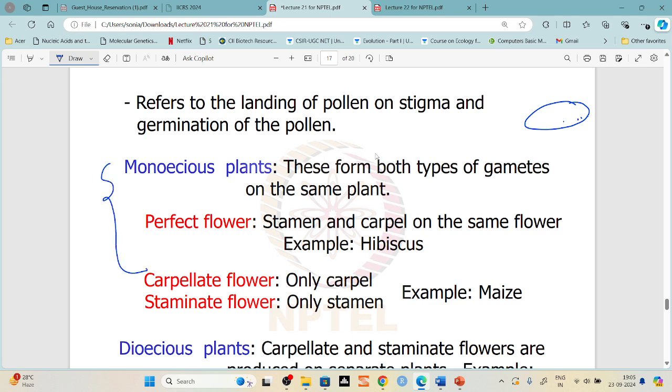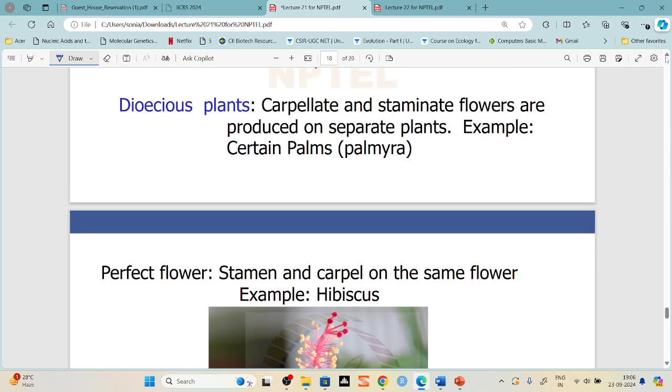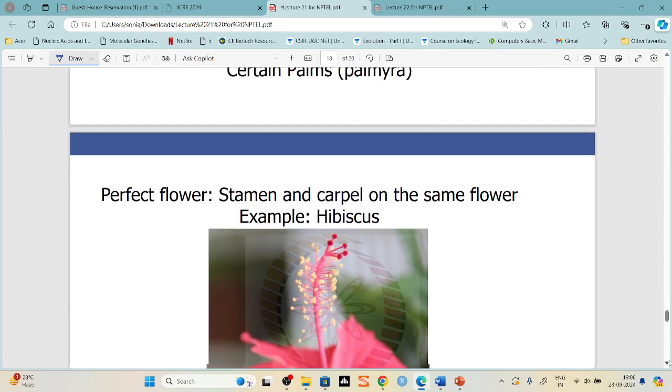Then dioecious. What are dioecious plants? These are the plants where carpel and stamen are present on separate plants. So carpellate and staminate flowers are produced on separate plants, whereas in monoecious, they are produced on the same plant, and it can be in the same flower or different flowers. For example, some kinds of palm trees, not all kinds, are dioecious plants. First we'll see the example of a monoecious, perfect flower.